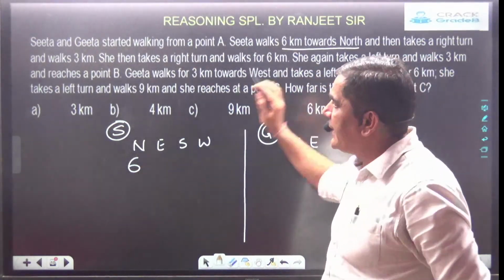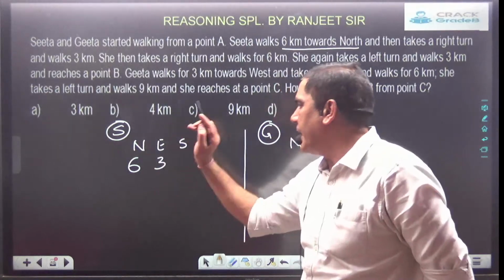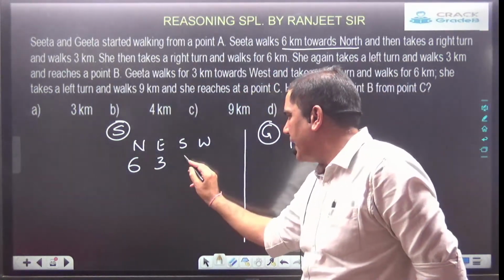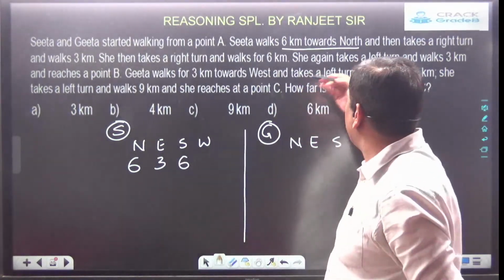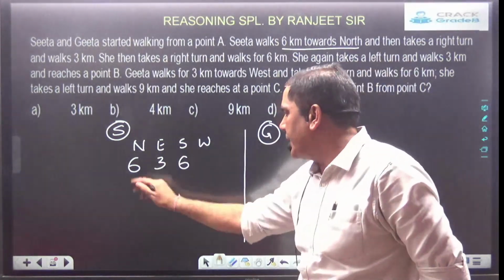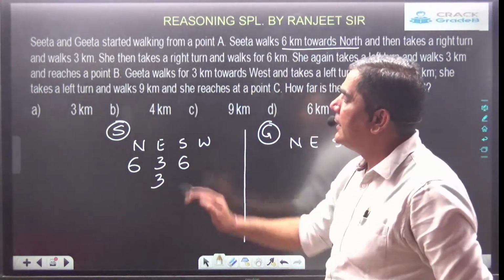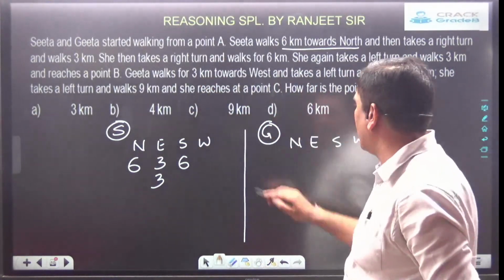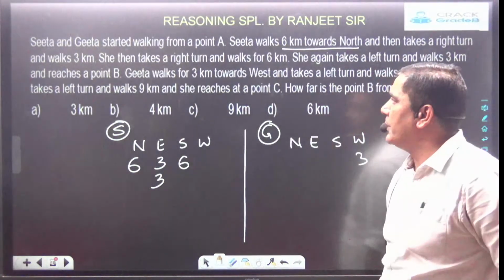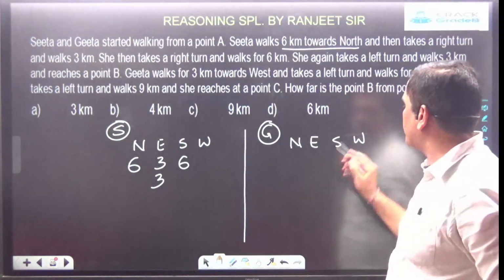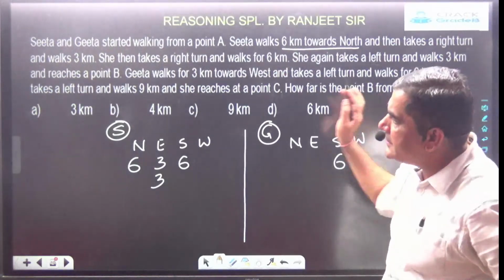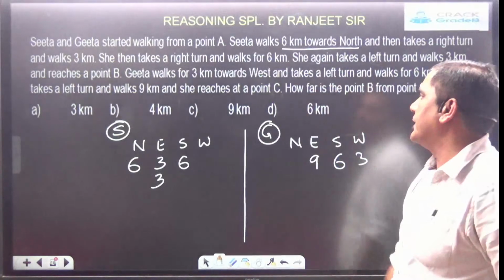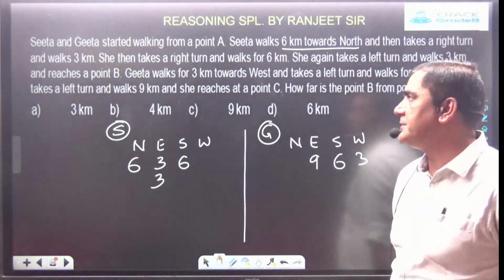Then she takes a right turn and walks for 3 kilometers, right and 3. She again takes a right turn and walks for 6, right and 6. She again takes a left turn and walks for 3, left and 3. Reaches point B. Geeta walks 3 km towards west. She takes a left turn and walks for 6 km. She takes a left turn and walks for 9 km and reaches point C. You have to find the distance between Sita and Geeta.